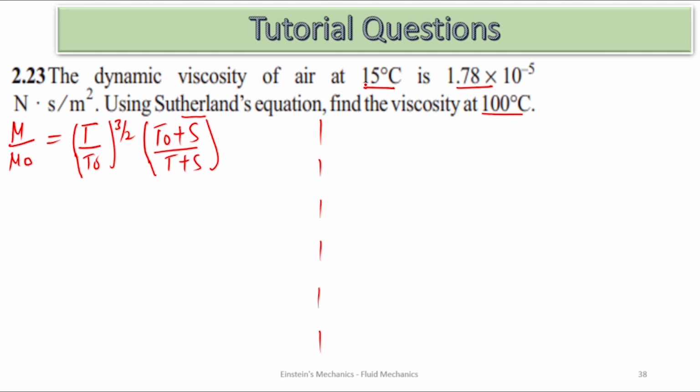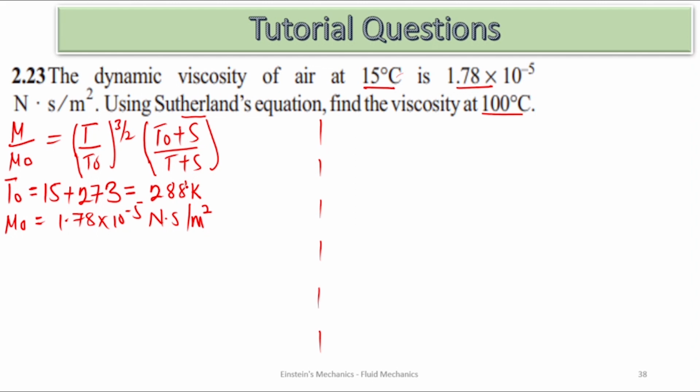temperature. So looking at the question, we have our initial temperature to be 15, which is our T naught. And here we are working in Kelvin. Remember, everything is supposed to be in Kelvin. So 15 degrees Celsius, to convert to Kelvin, we add 273, which gives us 288 Kelvin. At this temperature, its viscosity is mu naught, which is 1.78 times 10 to the power negative 5 Newton second per meter square.